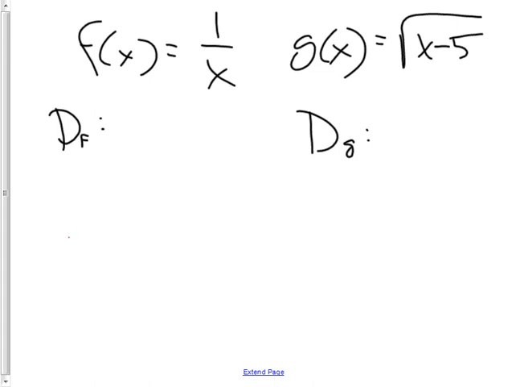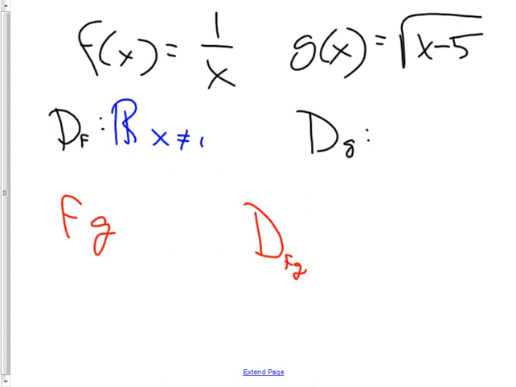And then see if you can answer what's fg. And then this question, what's Dfg? Which is asking what's the domain of fg. One little thing at a time. If you can't answer all those questions, just answer what you can. Like I know this first one. Domain of f is all real numbers except x cannot be 0.